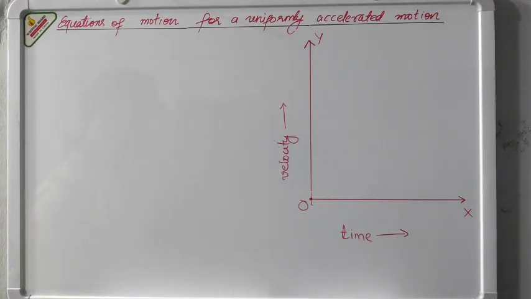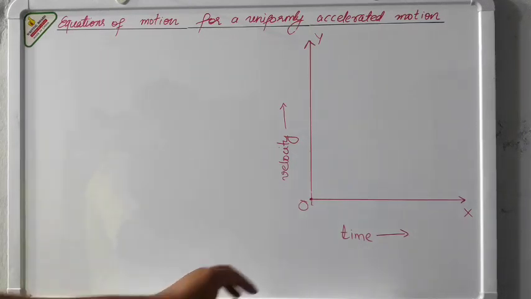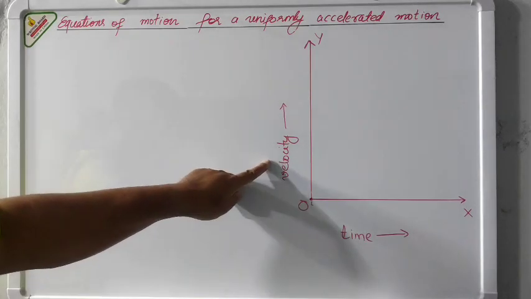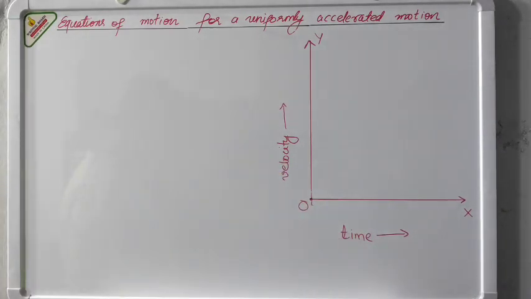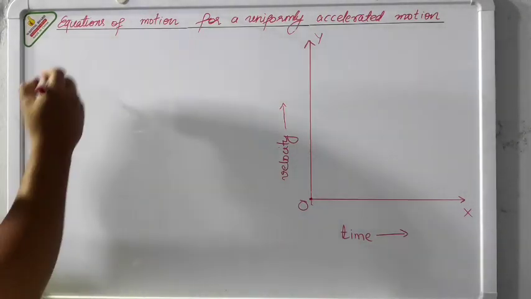In this video, we are going to derive equations of motion for a uniformly accelerated motion. It is a graphical method. We are using a velocity time graph. First, let us write the consideration. What do we consider? You have to write this.